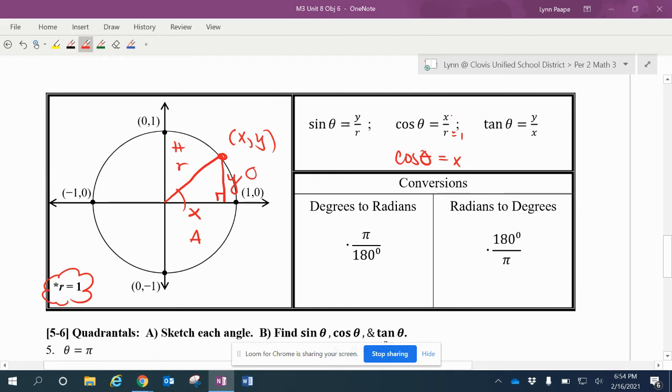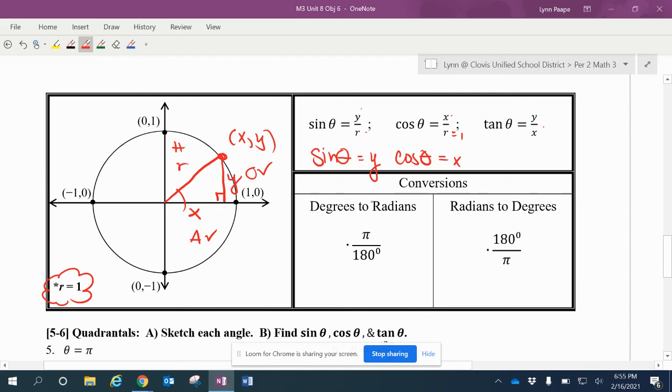So opposite is my y value, and then hypotenuse, of course, is my radius. And then because my radius is equal to 1, I need to know that sine theta is just my y value. And then finally, tangent is opposite over adjacent, so that's where we get the y over x from.